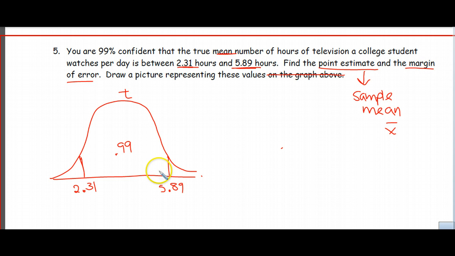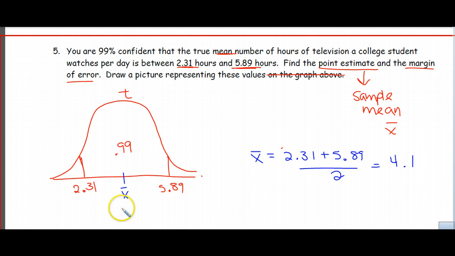Just like when we saw in the previous videos for the proportion, the middle here is going to be my x bar. And I'm going to get it by finding the average of these two. So my x bar is going to be 2.31 plus 5.89 over 2. Go ahead and do that on your calculator. You should be getting 4.1 hours.